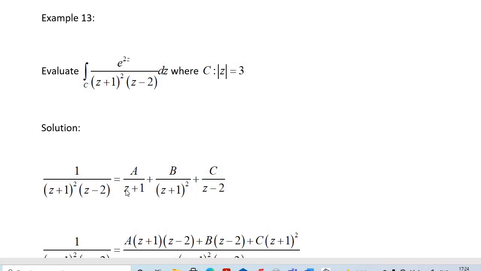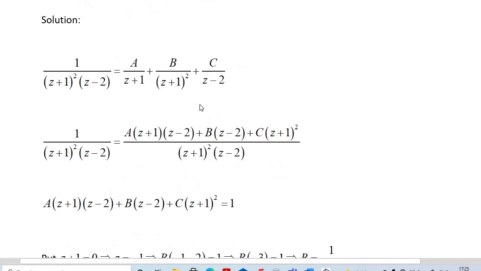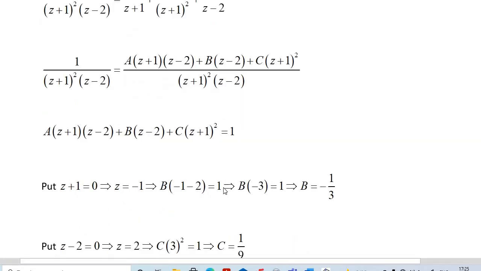We don't want powers of z and also products. So a by (z plus 1) plus b by (z plus 1) whole square plus c by (z minus 2). Take the LCM, then we are going to get this numerator. Cancel the denominators, then the result is this equation after cancellation of the denominator.